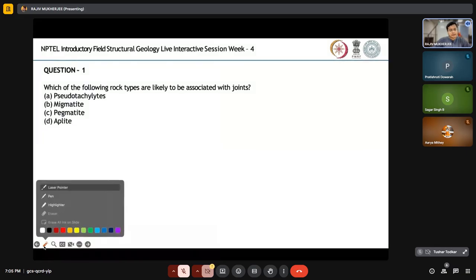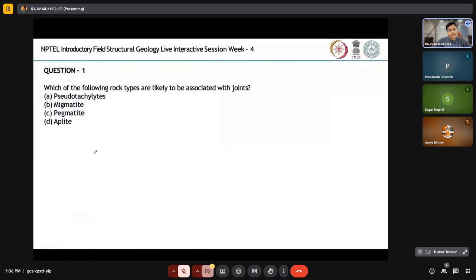So the first question is about brittle deformation, and the question says, which of the following rock types are likely to be associated with joints? And the options are given as pseudotachylites, migmatite, pegmatite, and aplite. So if you know the answer, you can obviously unmute yourself and say. Otherwise, I will give 1 minute to think about this question, and then I will discuss what will be the correct answer for this question.